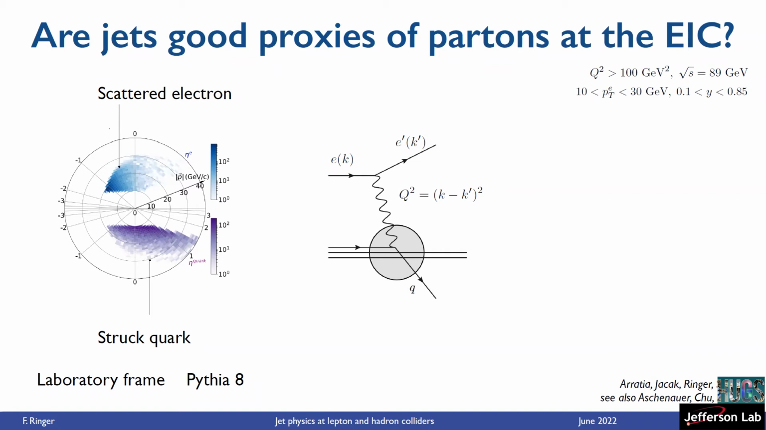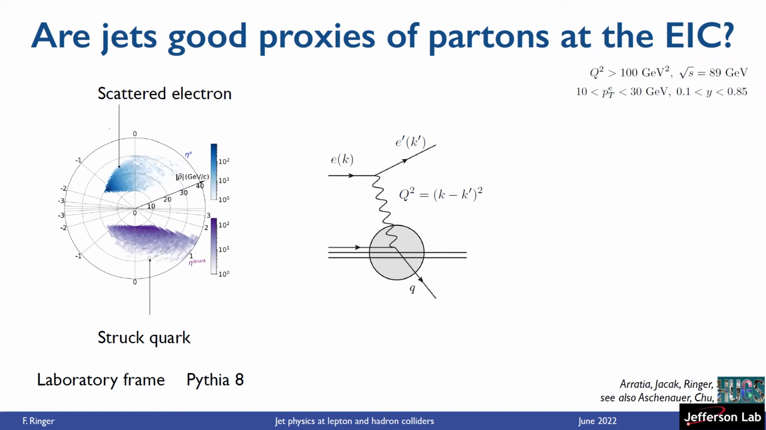Okay. And in the upper half plane of this, you see the scattered electron. So that's going to be in this region here. So it's basically just mapping the kinematics of these two scattered particles, the scattered electron and the struck quark. And so ideally, what we want to do is get access to this quark distribution here. We want to understand protons, neutrons, heavy nuclei in terms of quark and gluon degrees of freedom. So ideally, we want to somehow recover that quark distribution.